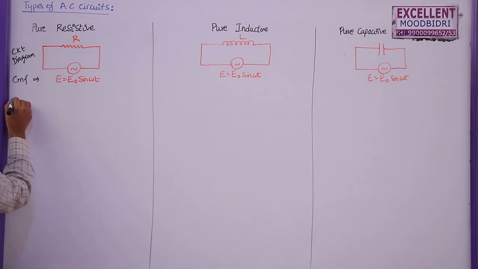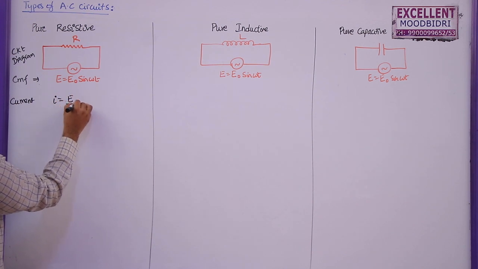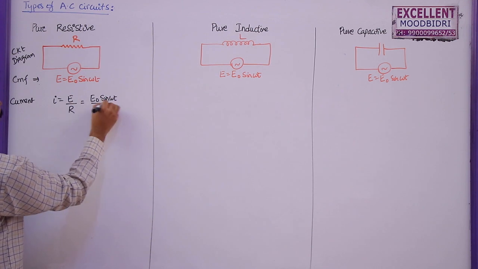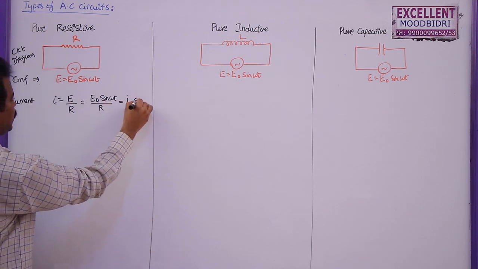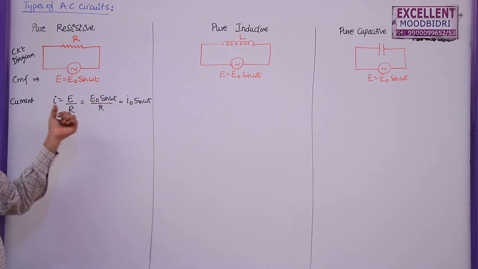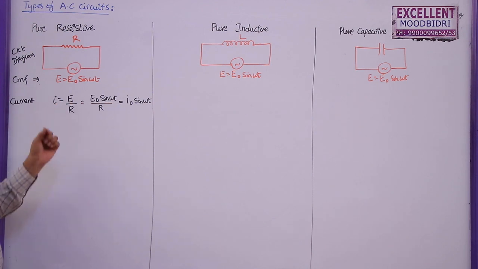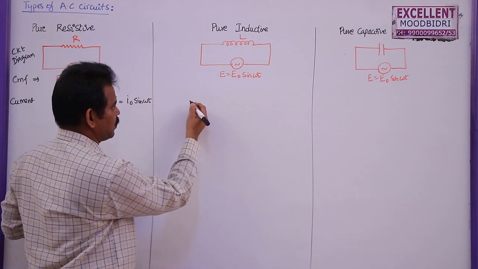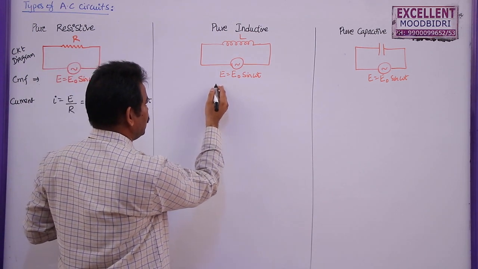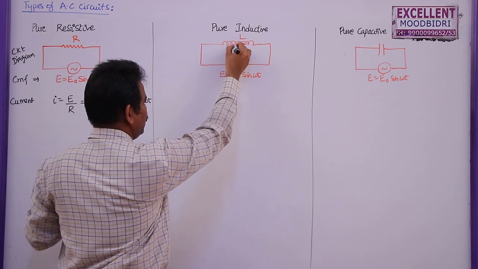Now, what is the current here? The current I is given by EMF by R, which is E naught sin omega t by R. This is I naught sin omega t. So this is the I naught value, the maximum or peak value. This is the instantaneous current at any time. Similarly, how to find the current here? The current passing through this one, first of all, what we can write for the inductive circuit. To get the current, what is the EMF induced here?